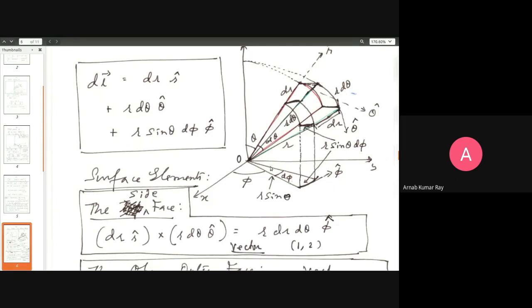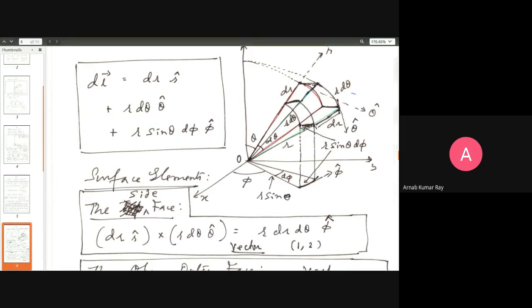So here you are. If this is r, then the shadow of the radial vector r is r sine theta on this plane. That radial vector makes an angle phi with the x-axis. A little displacement that way makes a small angle d phi. If that small angle be d phi, then this curved path will be r sine theta d phi.